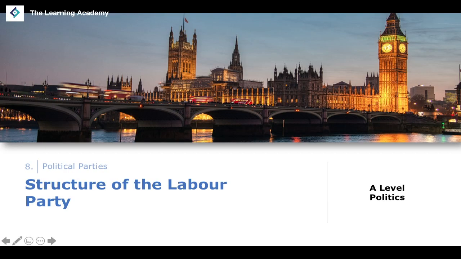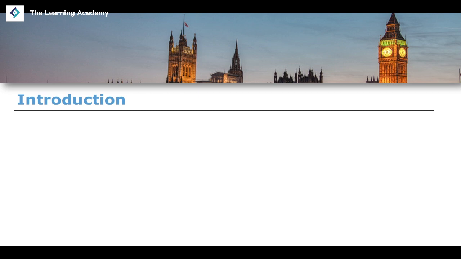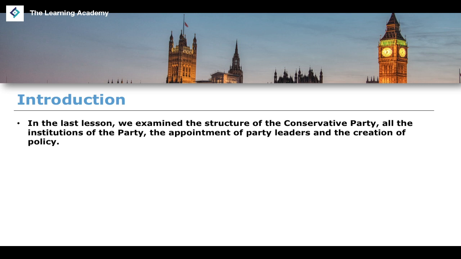In this lesson, what we're going to do is talk about the structure of the Labour Party. Now, if you're following these videos for A-level politics, then you should know that in the last lesson we examined the structure of the Conservative Party. We looked at all the quote-unquote institutions within the party, the different councils, the different bodies, and the different aspects of the party that build up its structure.